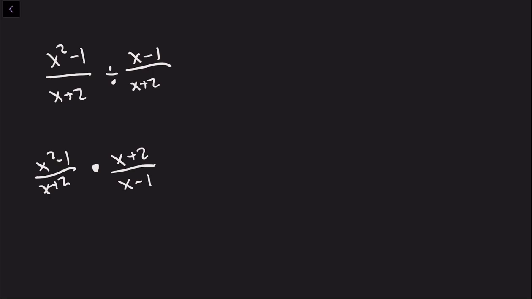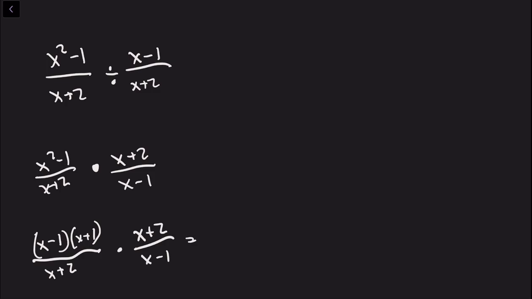Now we have a similar example to one that we saw before, where we're just multiplying these expressions together. So now we can do exactly what we did before, and we can factor anything that we can. We can factor this very first term on the top left, and that'll give us x minus 1 times x plus 1 over x plus 2. We're going to multiply it by x plus 2 over x minus 1.